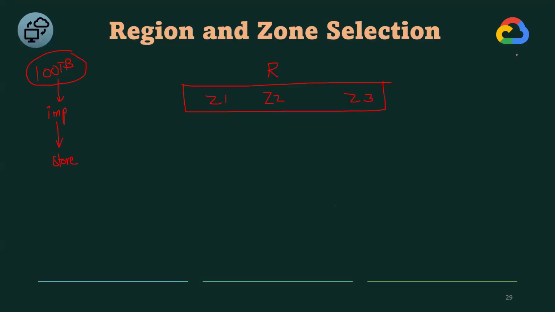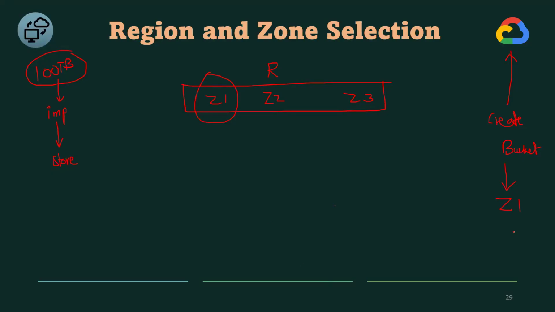So for creating a resource, you went to GCP and you wanted to create a resource. Yes or no? We wanted to create a bucket, right? That is nothing but a resource only. While creating the resource, you can select any of the zones in a region. So assume that you have selected zone 1.